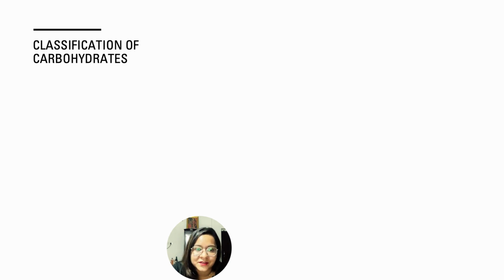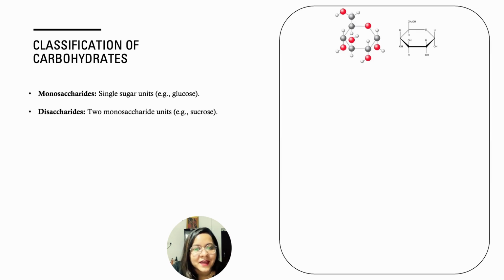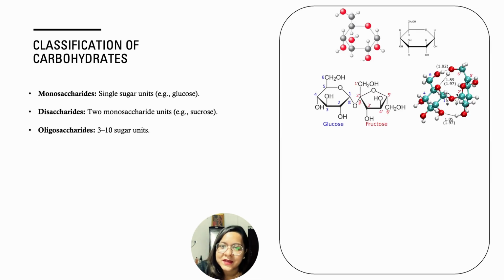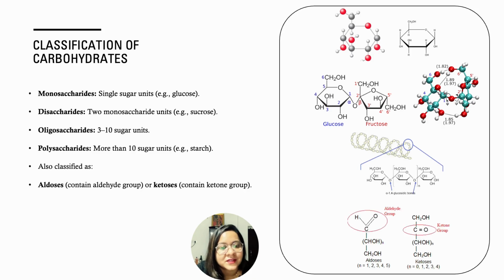Classification of carbohydrates. Carbohydrates are classified based on the number of sugar units they have. They can be divided into monosaccharides, disaccharides, oligosaccharides, and polysaccharides. Monosaccharides are single sugar molecules like glucose. Disaccharides are two sugar units, for example, sucrose. Oligosaccharides are short chains containing 3 to 10 sugar units, while polysaccharides are long chains of more than 10 sugar units, such as starch or cellulose.